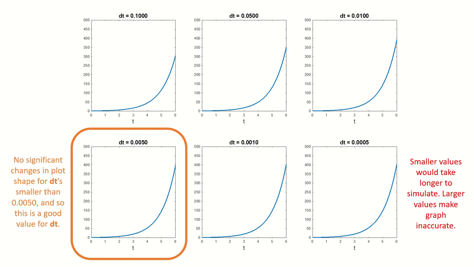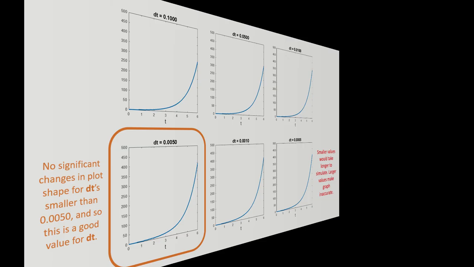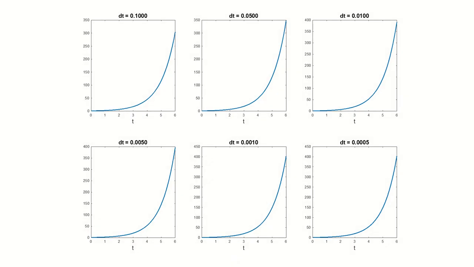Whereas if you look up here, as you get the DT smaller and smaller, the results do change. It's at around 300, and then it jumps up to closer to 350, closer to 400, and then it stays there for the rest of the decreases. So be able to choose a DT intelligently. You have to be careful because there could be unit.